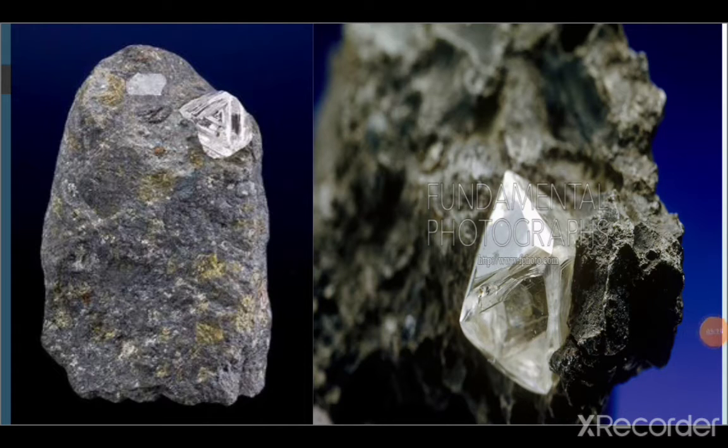Kimberlite is an igneous rock. It is named after the town of Kimberley in South Africa. Those are famous for diamonds. Here we can observe the kimberlite rock is in dike structure and diamonds occur evenly in the rock.